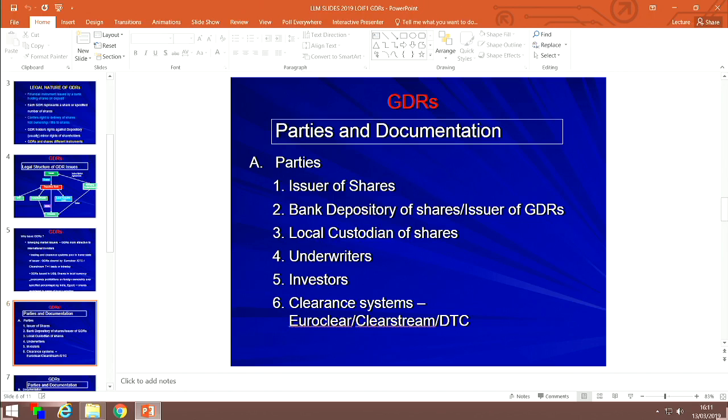What happens to the structure, parties and documentation? Well, if you look at the list, you'll see who's involved. It's very straightforward. There's an issuer of shares, which is a corporate entity from whatever emerging market jurisdiction you're talking about. There's a depository bank which takes the shares on deposit, which is also at the same time the issuer of the GDRs. Thirdly, there is a local custodian bank which is the registered owner of the shares. And then you've got the usual underwriters, clearance systems, and everything else that you're very familiar with.